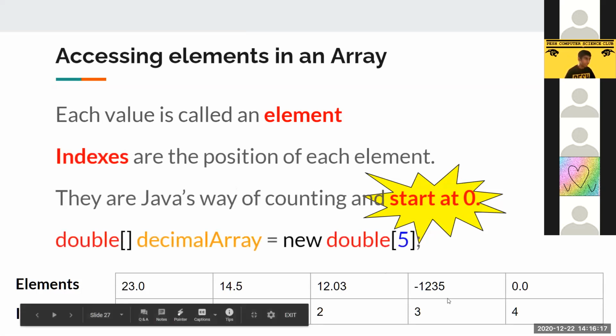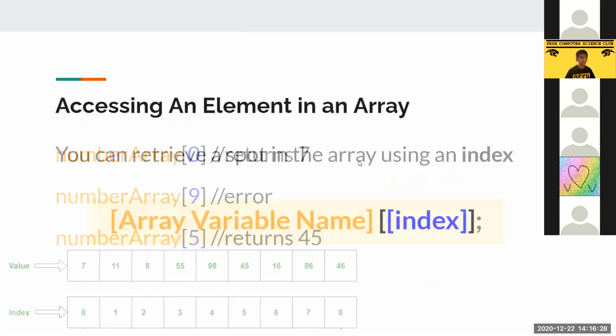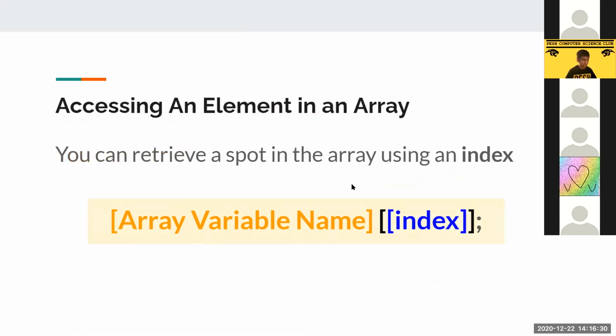So here, if you want to access index 3, we would do decimal array at index 3, and this would give us -1, 2, 3, 5. I'm going through this really quickly because I covered it really in depth, so I don't want to spend too much time on it again.